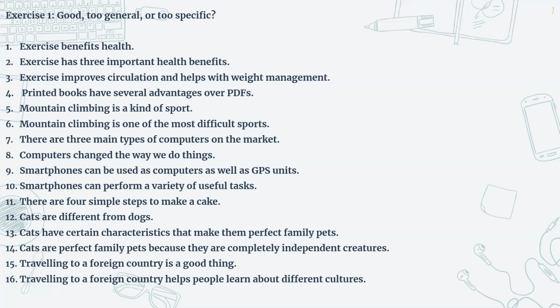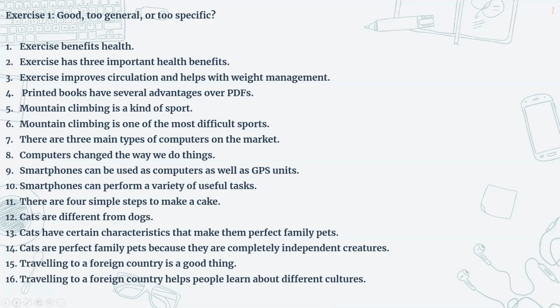This is too general. We all know that traveling to a foreign country is a good thing. Okay. 16, the last one. Traveling to a foreign country helps people learn about different cultures. Okay, this is good. This is not too specific and not too general. The rest of the paragraph can talk about learning about different cultures, that traveling helps people to learn about different cultures. So this is a good topic sentence.